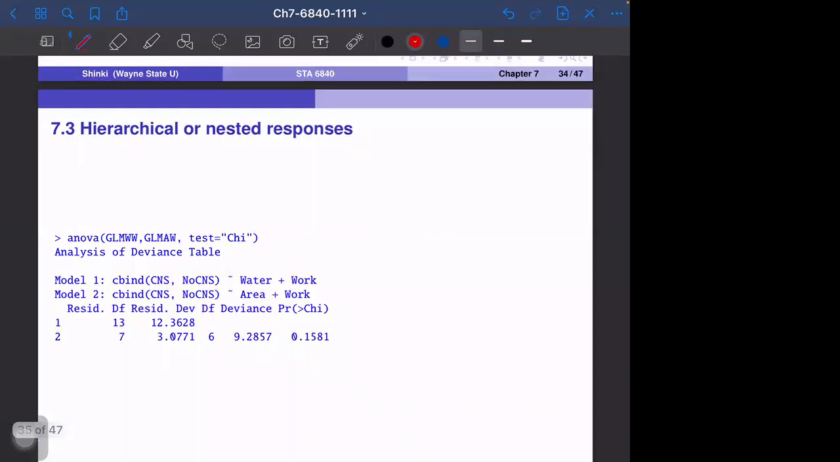Yeah, so this is the comparison between these two: water plus work, or area plus work. So these models are not nested, but for the deviance test, the difference of the negative 2 times log likelihood follows chi-square. So that is always true, even if the 2 models are not nested.